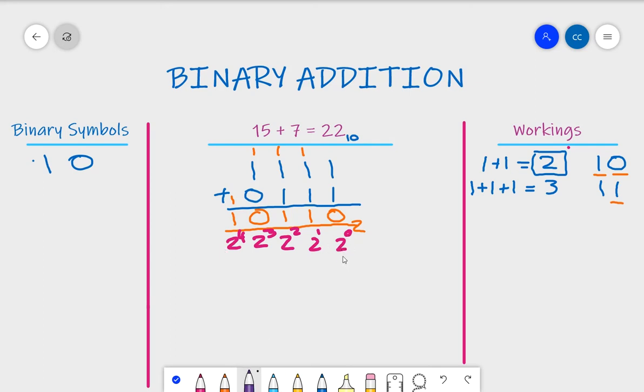Now what do these represent? So 2 to the power 0 is the 1's column, 2 to the power 1 is the 2's column, 2 to the power 2 is the 4's column, 2 to the power 3 is the 8's column, and 2 to the power 4 is the 16's column. So we've got 1 in the 16's, so that means we are saying 16 plus, we've got nothing in the 8's, we've got 1 in the 4, and we've got 1 in the 2. So 16 plus 4 plus 2 equals 22. So we have just checked and we know that this is correct. 15 plus 7 does indeed equal 22.